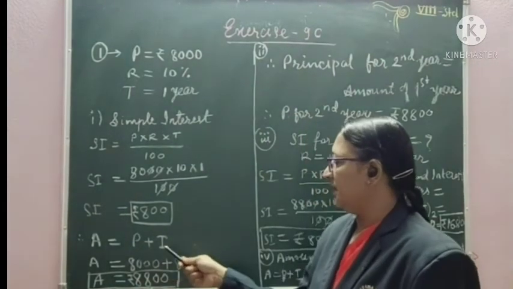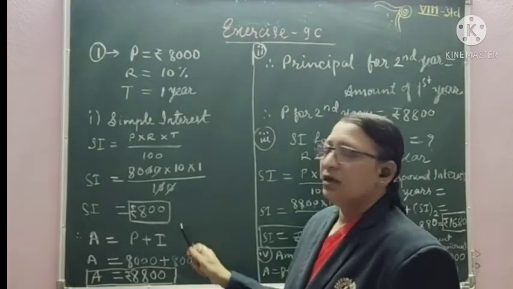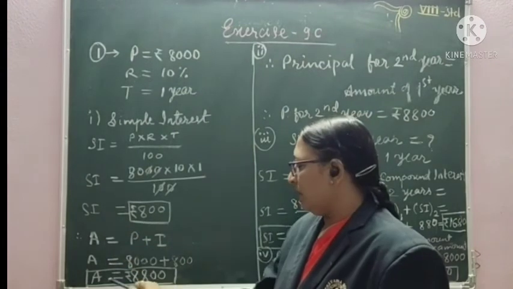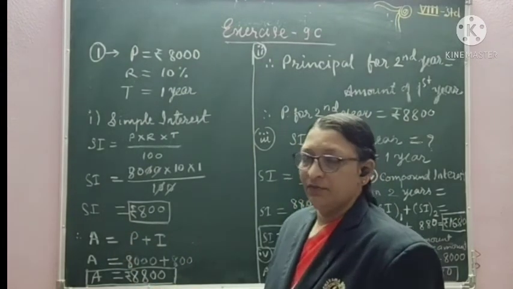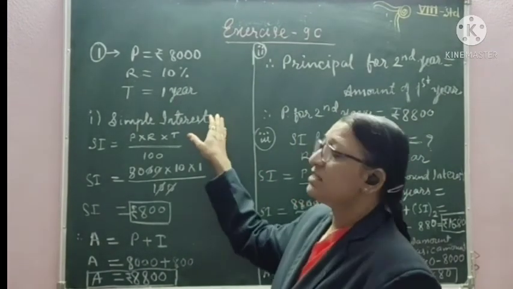Now from this simple interest we will calculate the total amount which the lender will have to give. That is principal plus interest. So 8,000 is the principal, in that we will add 800 rupees, the simple interest we calculated. So amount is rupees 8,800. So now this is the amount for first year.